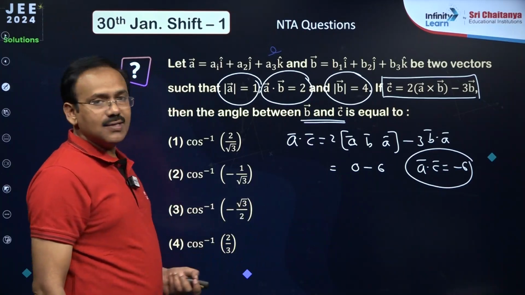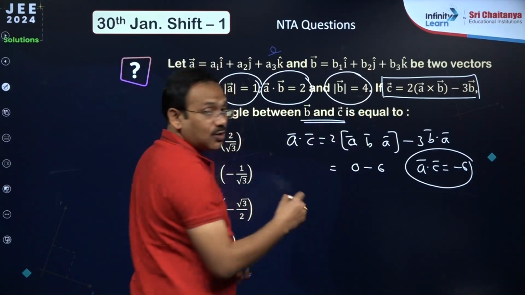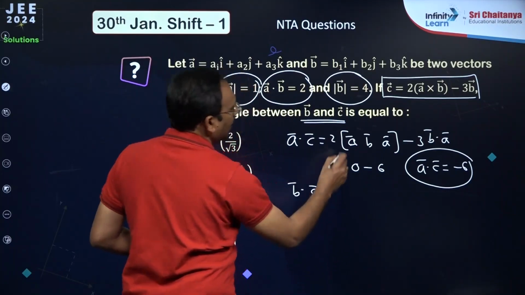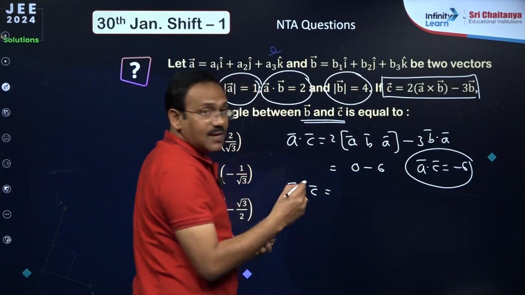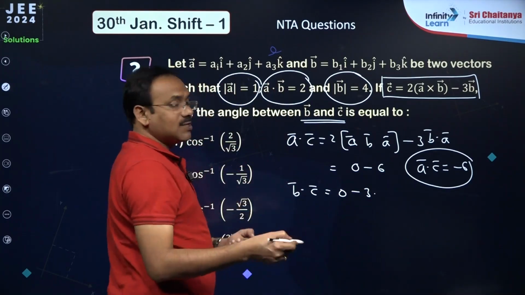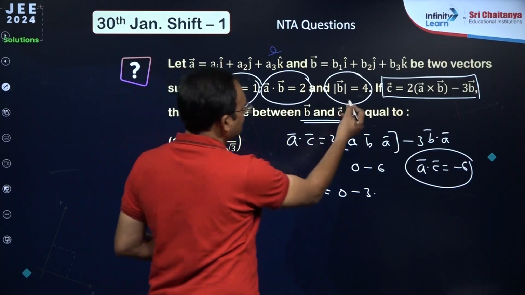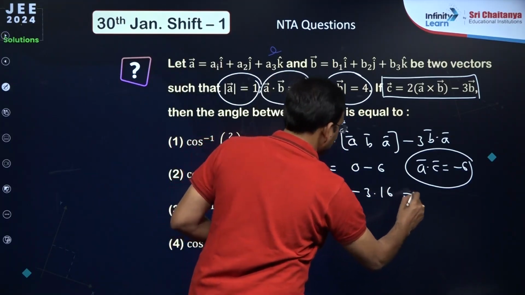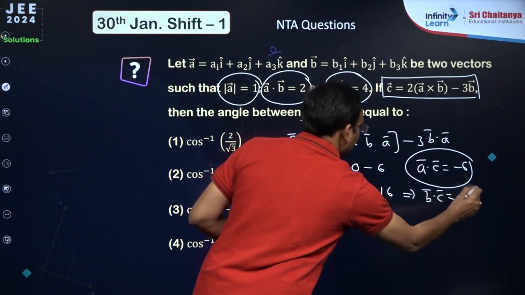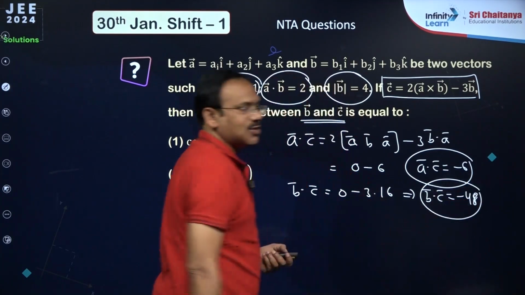Now for the same relation you do the dot product with b bar, so that you will get b dot c as twice box ABB, which is again 0, minus 3 b dot b, which is magnitude of b square, which is again 16, my dear friends. So you can say b dot c value is minus 48. This is another relation, right?